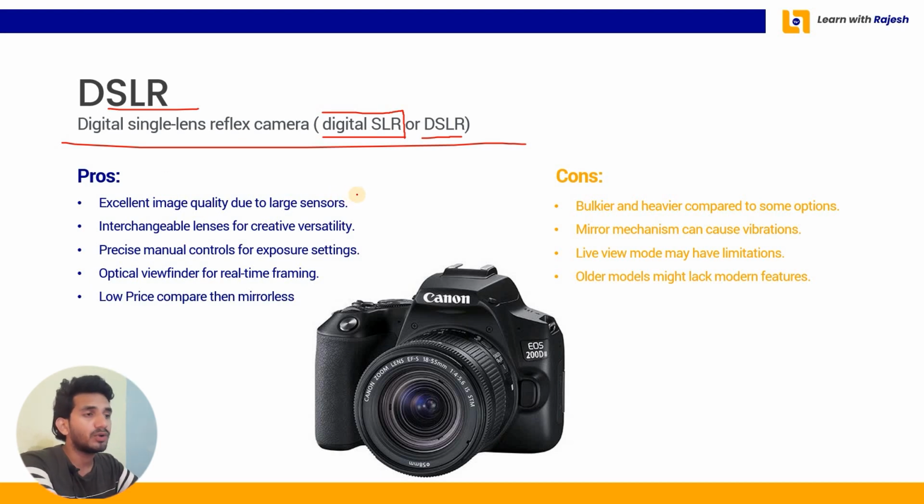So there are some pros. Excellent image quality due to the large sensor. So yes, the DSLR has a very large sensor, and the sensor will also impact your image quality. Interchangeable lenses for creative versatility. You have the option to change the lens, but in limited cases, this also depends on the mount you are using. And precise manual control for the exposure settings, and also the optical viewfinder for real-time framing. Low price compared to the mirrorless.